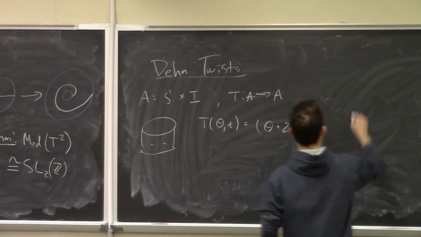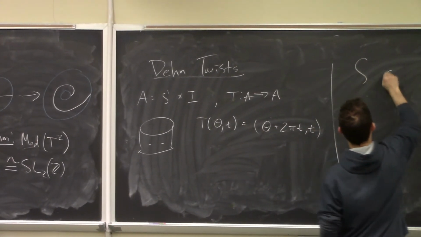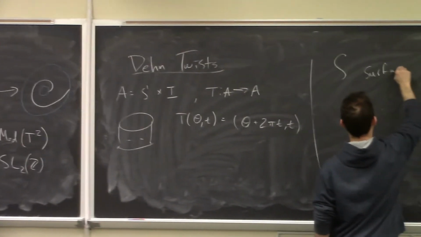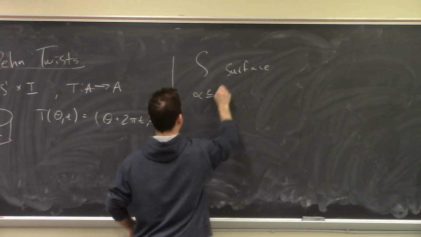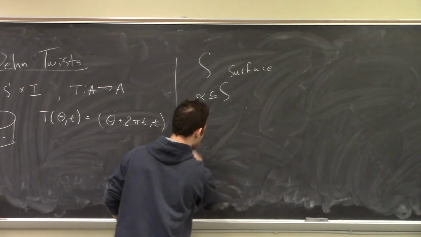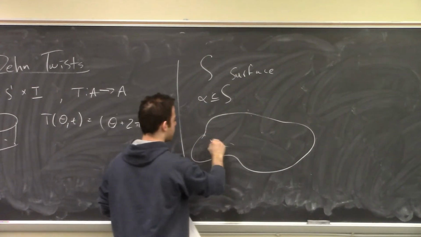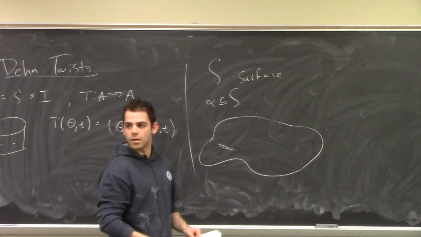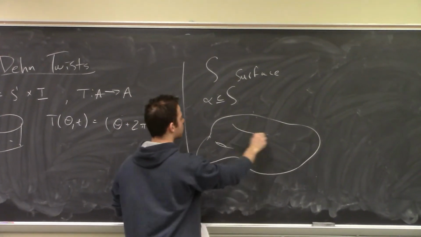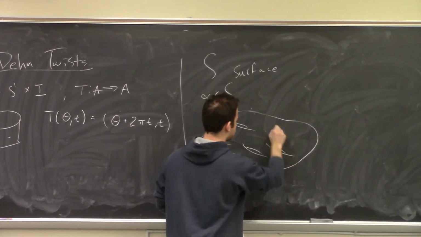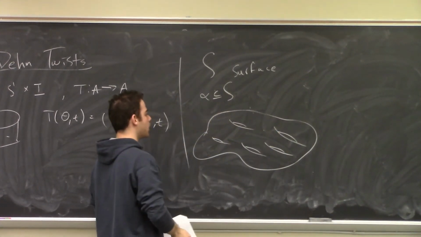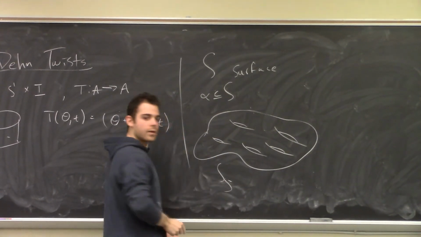So we're going to let S be a surface, and alpha in S. So I'm going to draw my nice surface here. Doesn't matter how many holes it has. Whatever. Somebody say a number. 5. Okay, cool. So let's draw 5 holes. Right? So let's just say this is S5, whatever.